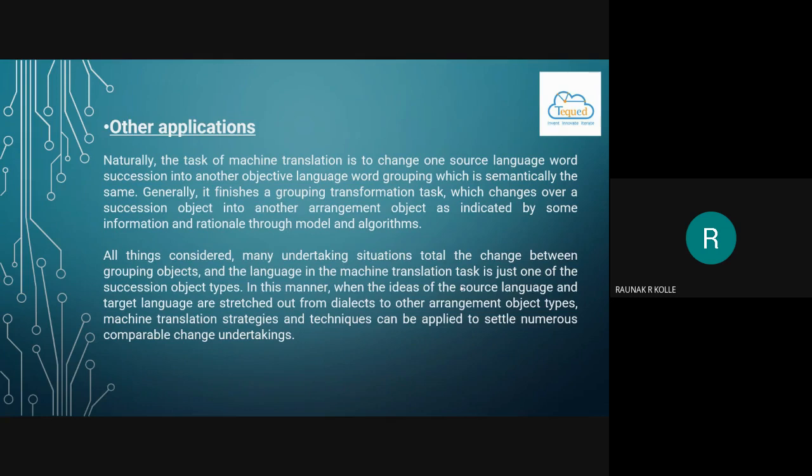Let us see some of the other applications. Naturally, the task of machine translation is to change one source language word sequence into another target language word sequence, which is essentially the same. Generally, it finishes a sequence transformation task which changes over a sequence object into another sequence object, according to some information and logic through models and algorithms.